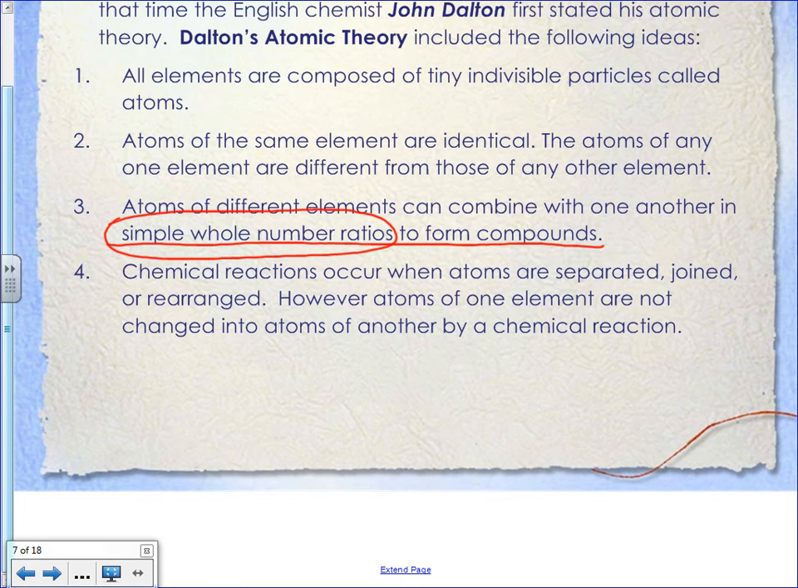And the fourth thing, chemical reactions occur when atoms are separated. If I was looking at water and I pulled the hydrogens and the oxygen apart, not that you would do that, but you can, it's how you make rocket fuel. I've separated those atoms. They can be joined: I could put sodium and chlorine together and make salt. Or rearranged: maybe I have a reaction where several compounds are reacting, and at the end I've got several different compounds. I'm not changing the atoms. I'm changing who they're with. I'm rearranging them, but I do not change the atoms.